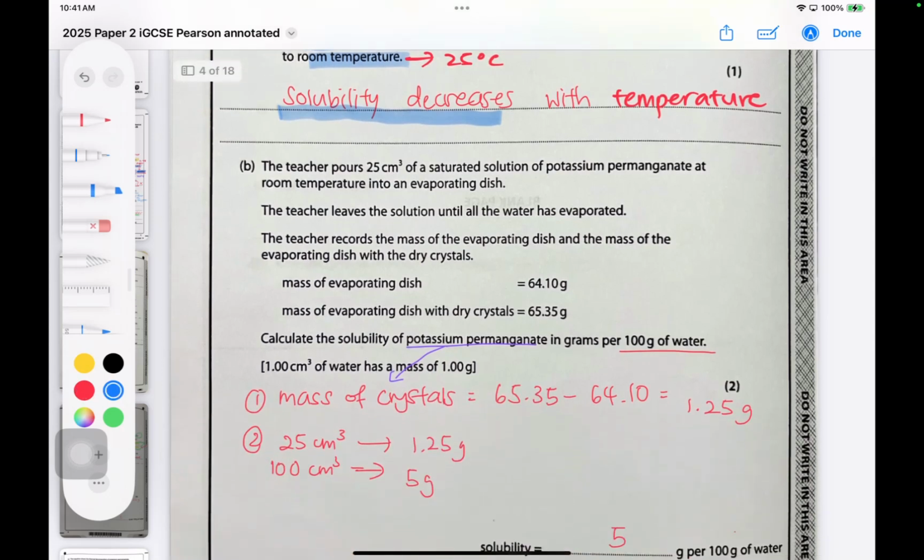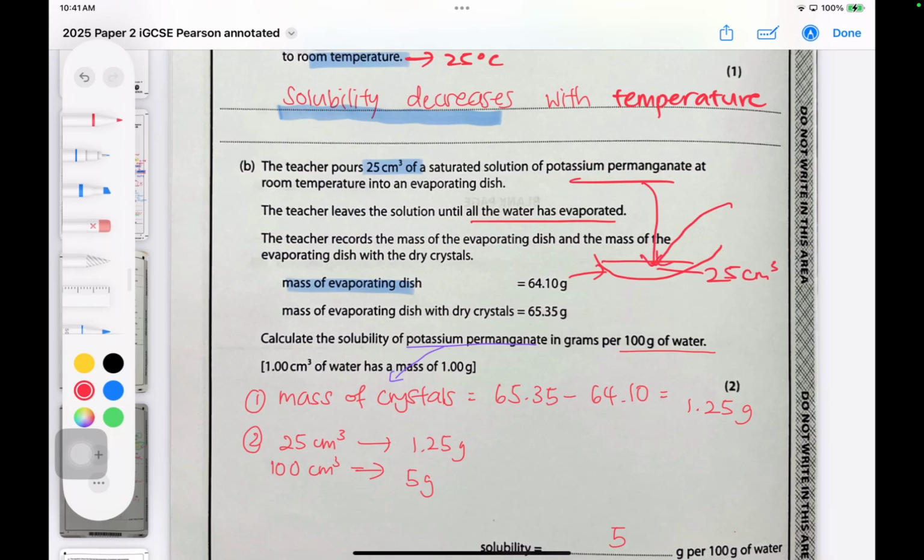Alright, part B. This is when you need to do a little bit of math or try to understand. In this 25 cm cube of solution, the teacher is able to make a saturated solution. She started off with an evaporating dish, which looks like this. It's usually white porcelain in color, and this alone has a mass of 64.10 gram. She started off with 25 cm cube of water, and then keeps adding potassium permanganate one scoop at a time until she cannot dissolve any further.